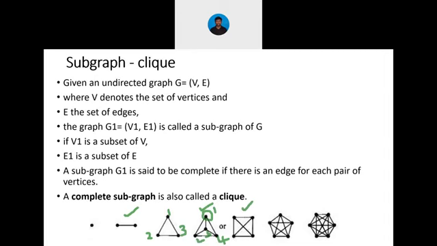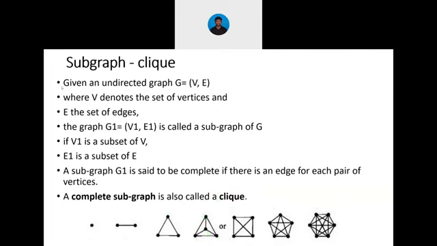If there is an edge for each pair of the vertices present in the subgraph, then that is called a complete subgraph. It is also called a clique. Consider this picture, everything is a subgraph. So this is how we define the clique, right? From a graph, we derive a subgraph. What is meant by a complete subgraph? If there is an edge for each pair of the vertices, then we can call it a complete graph, and the complete graph is also called a clique, right?